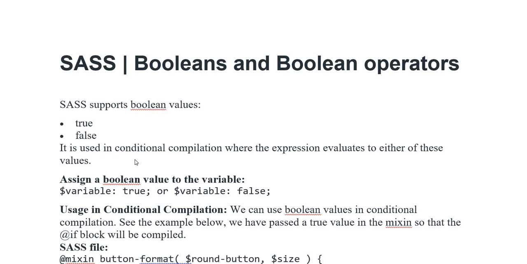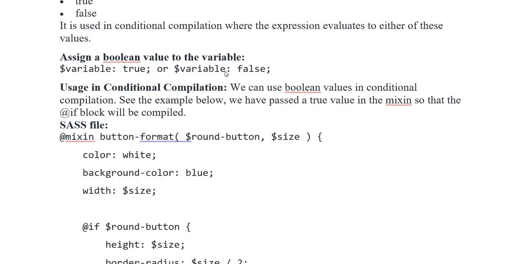आज की इस वीडियो में हम डिस्कस करेंगे Sass, Booleans and Boolean Operators. Sass supports boolean values true and false. It is used in conditional compilation where the expression evaluates to either of these values. Assign a boolean value to the variable true or variable false. Usage in conditional compilation. We can use boolean values in conditional compilation.